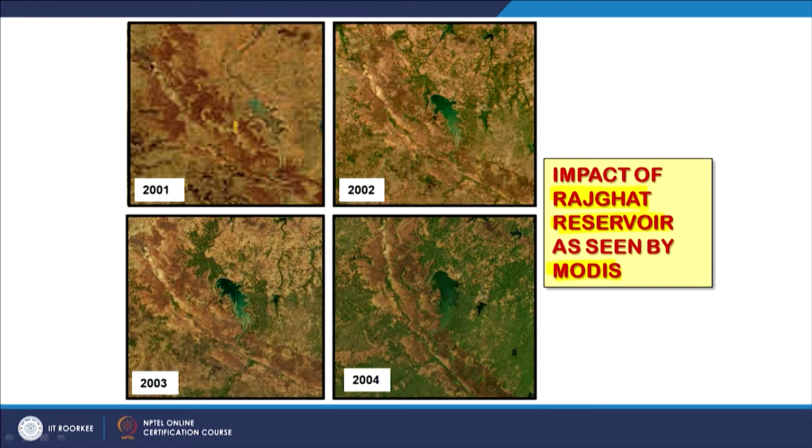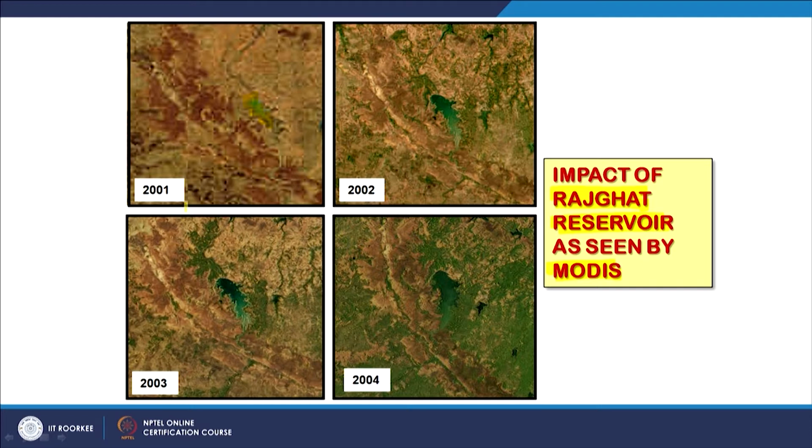Though the resolution is 250 meters, that does not matter for such a study. And what you see here is a reservoir that just started filling in 2001. This is a true color image, therefore vegetation will appear in green color, and you do not see any growth of vegetation.